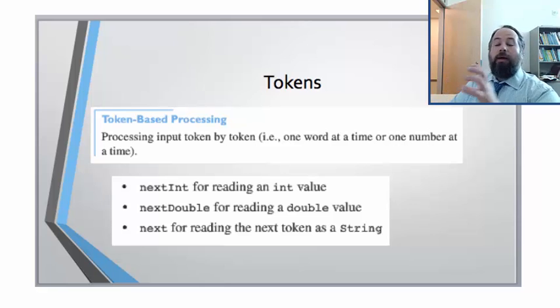Next int will grab the next token if it's an integer, or give you an error otherwise. Next double grabs the next token and treats it as a double. Next just grabs whatever's next and treats it as a string.